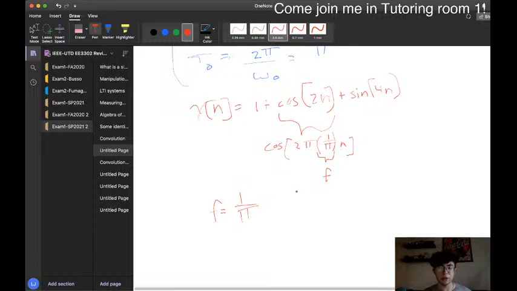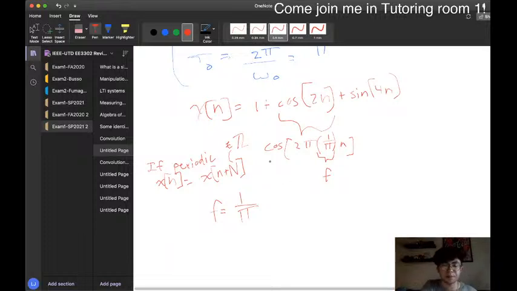But in order to be periodic, if we have some signal x of n, then we also need x of n to equal x of n plus N. So this looks very similar to what we had in continuous time. But this N here needs to be an integer. It needs to be 1, 2, 3, 4, 5, 6, or negative 1, 2, 3, 4, 5, 6, and so on.